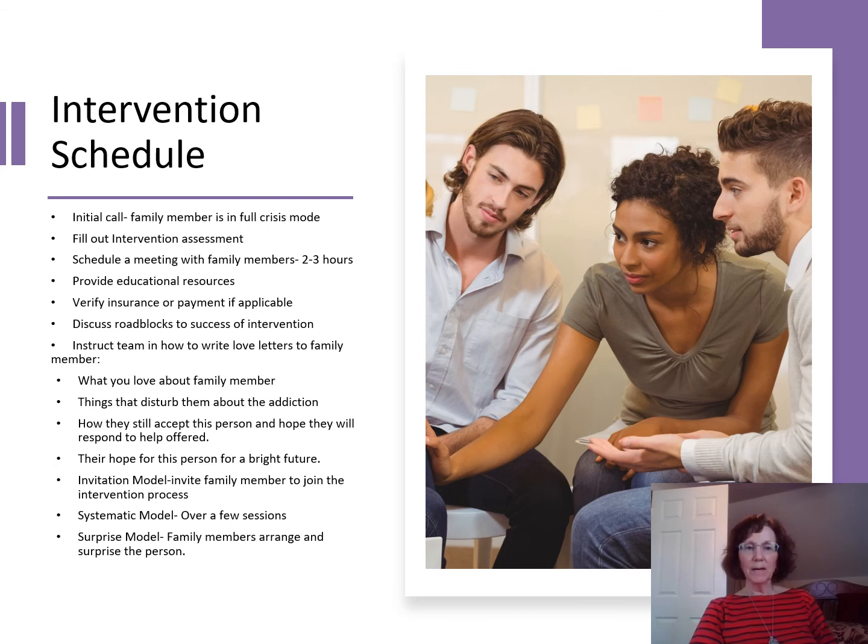The invitation model. Invite the family member to join the intervention process. It's a systematic model. It happens over a few sessions. The surprise model is when family members arrange and surprise the family member with the intervention. This is the least successful model, although maybe some television shows portray it as highly effective. It is really the least successful. The systematic model over a few sessions is usually more successful for the client and family.